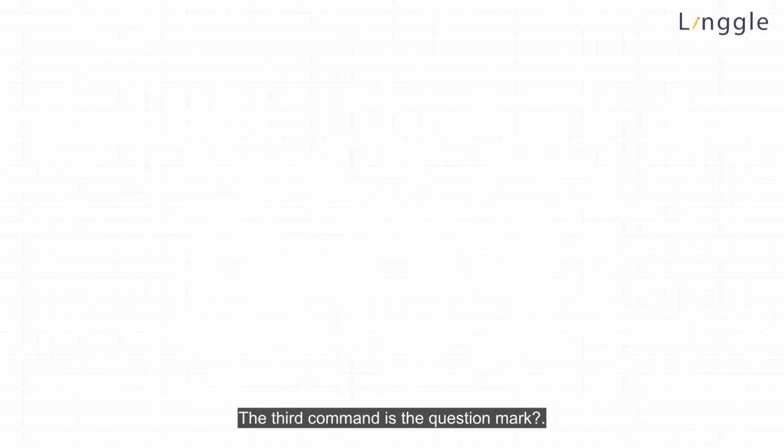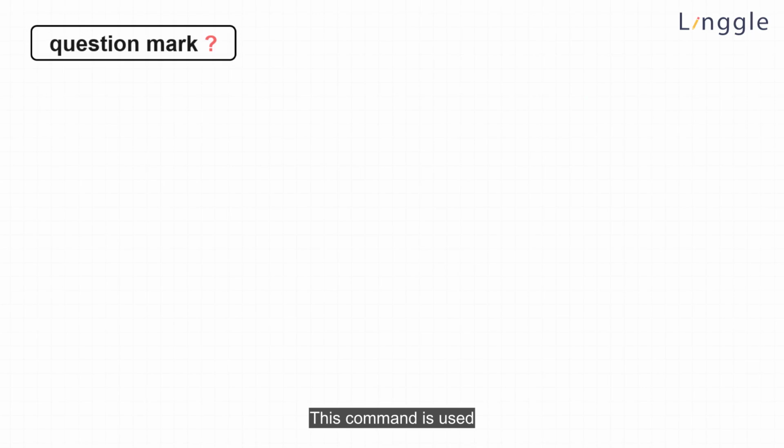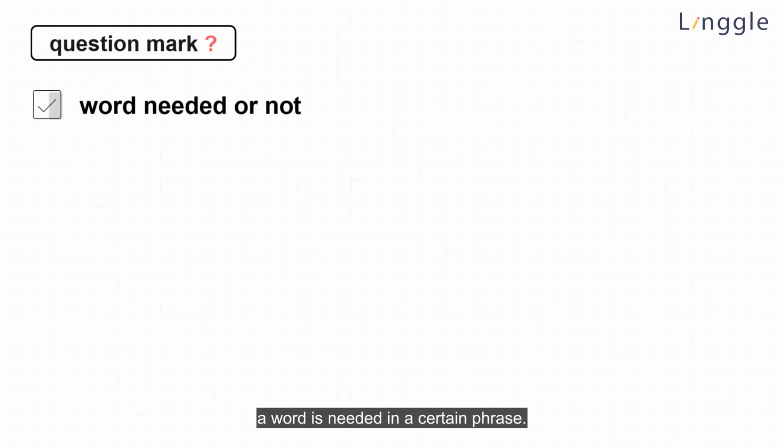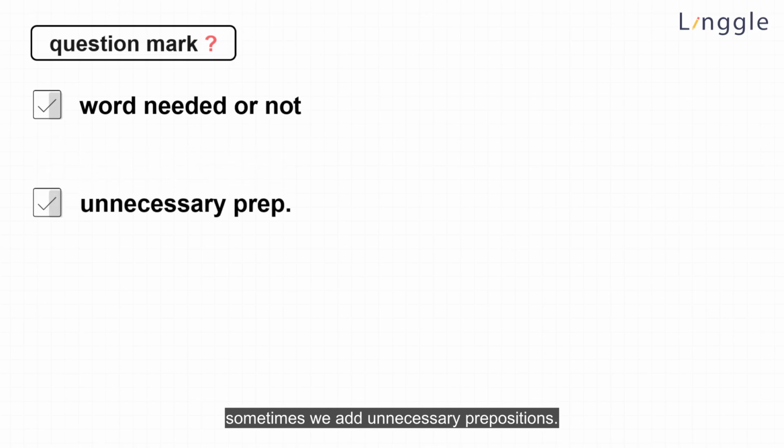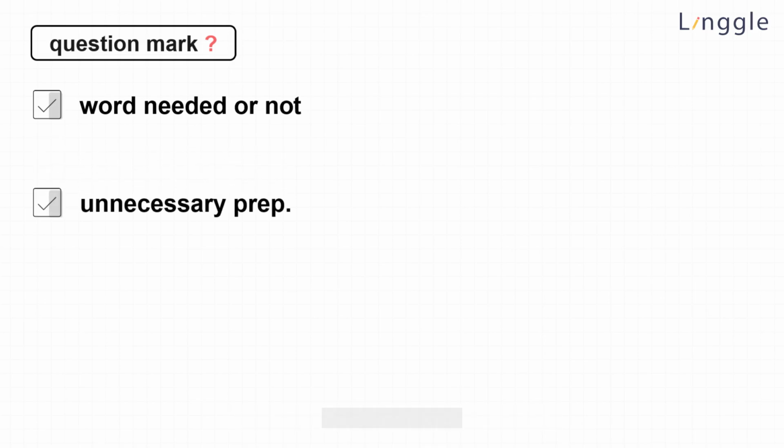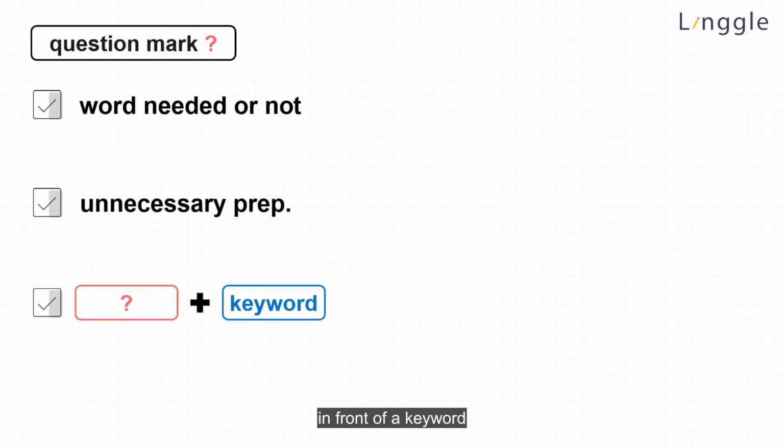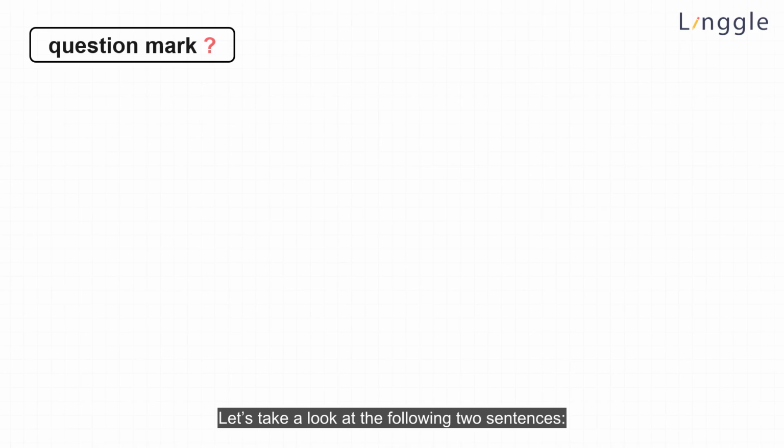The third command is the question mark. This command is used when you want Linggle to check whether a word is needed in a certain phrase. Influenced by first language, sometimes we add unnecessary prepositions. If we have a doubt, we can place a question mark in front of a keyword to confirm the usage quickly. Let's take a look at the following two sentences.